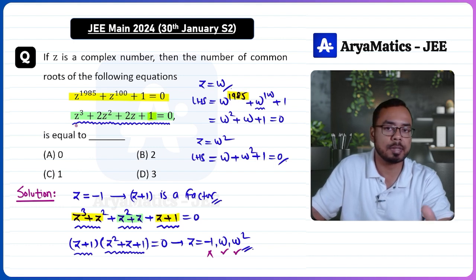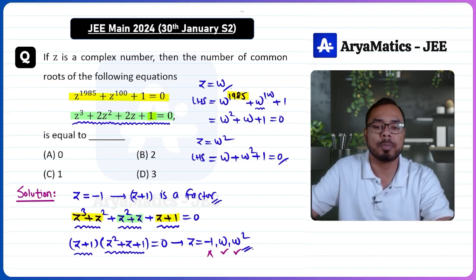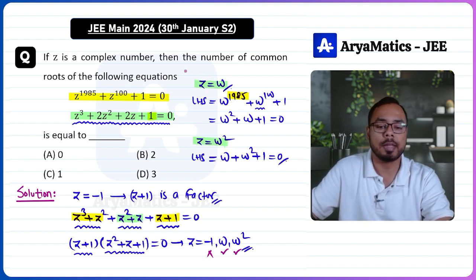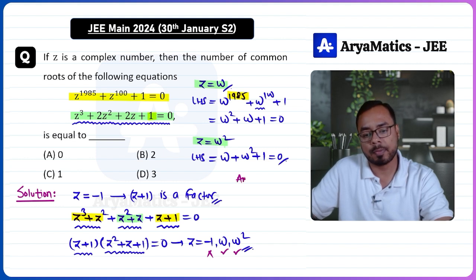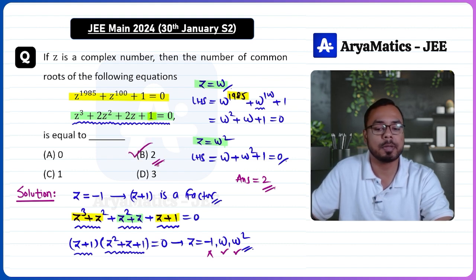So for the second equation, there are three roots: -1, omega and omega square. The two roots omega and omega square will also satisfy the first equation. And therefore, the number of common roots for these two equations will be 2. And hence the correct answer is the second option, right?